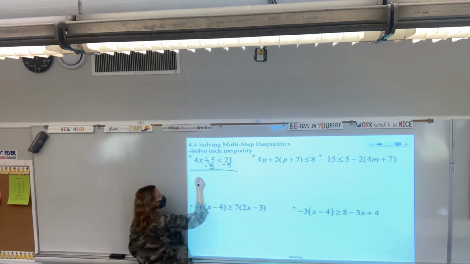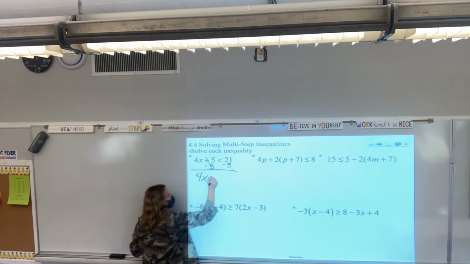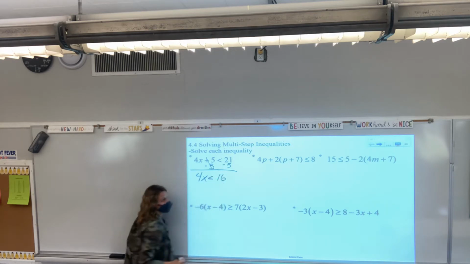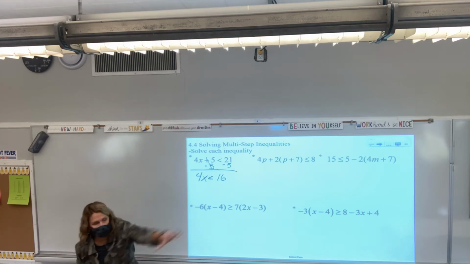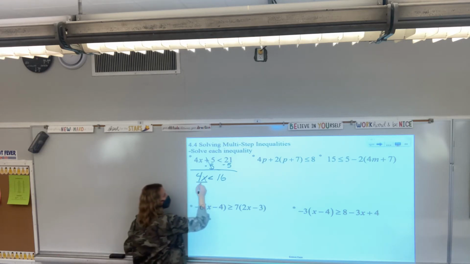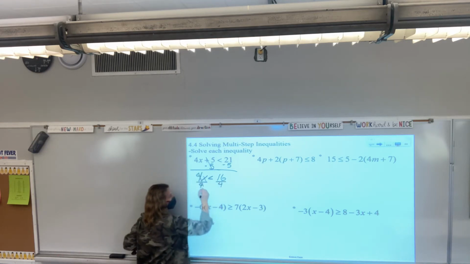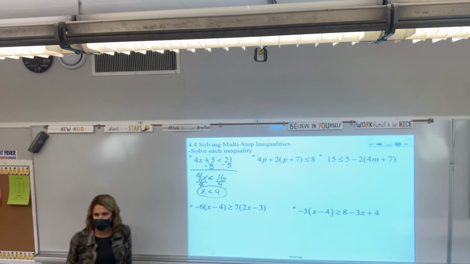Okay? So we're going to have 4x is less than 16. No negatives to worry about. We're not solving with a negative. So we divide by 4, and we get x is less than 4. It gives you a variety of answers.